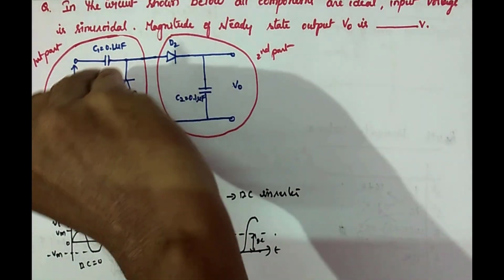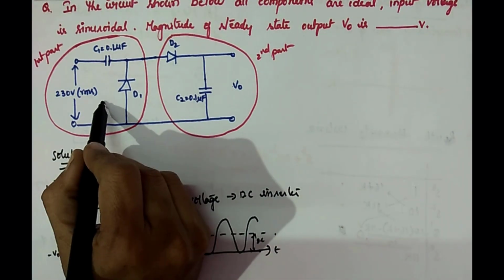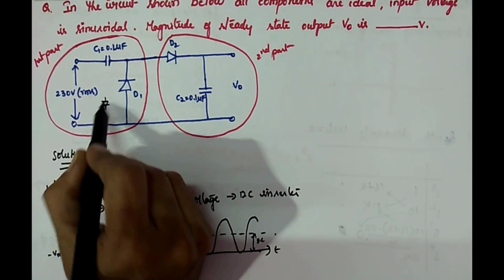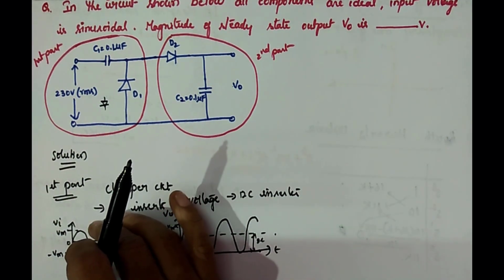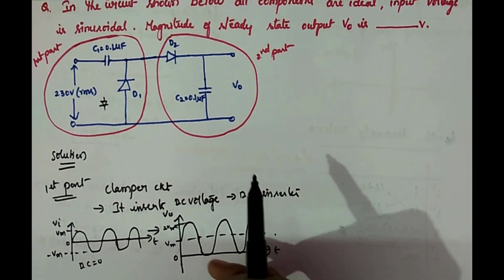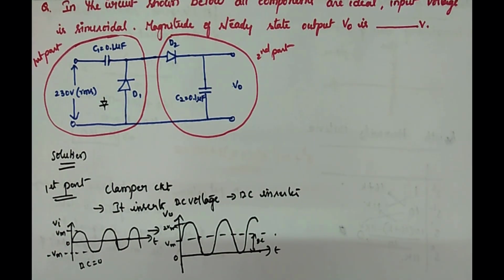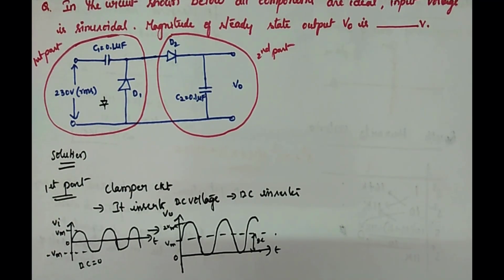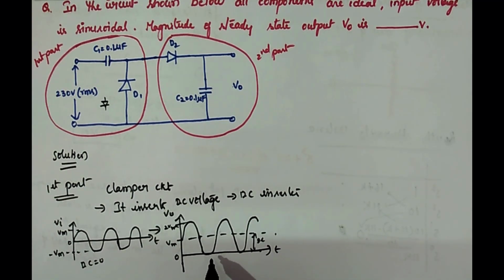Suppose the diode is reversed, like this. Then the same signal gets shifted below the zero line. When the signal is shifted upwards, the clamper is called a positive clamper. When the signal is shifted below the zero line, it is called a negative clamper because it is inserting negative DC. So this is the output of your clamper circuit.